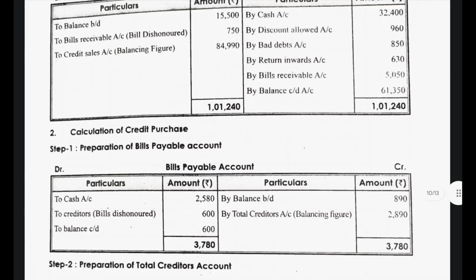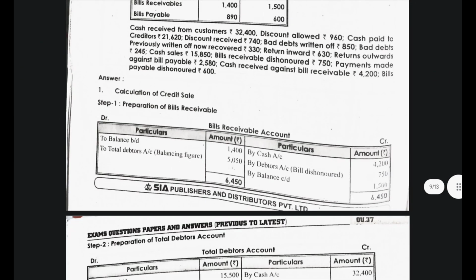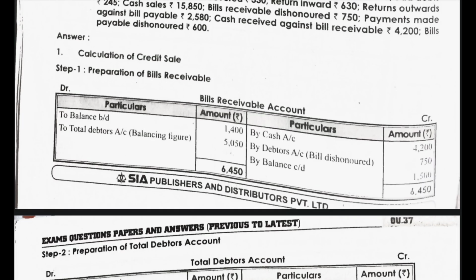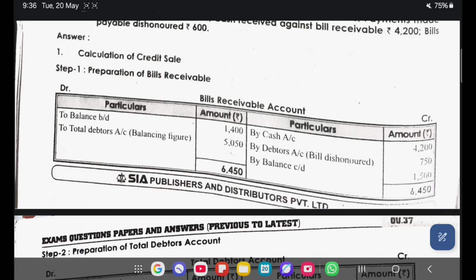So first we have to prepare the bills receivable account. पहले हम क्या करें, इसमें बिल्स रिसीवेबल अकाउंट बनाए. बिल्स रिसीवेबल अकाउंट में क्या रहता रूल, ओपनिंग बैलेंस हम डेबिट साइड लेते, क्लोजिंग बैलेंस जो क्वेश्चन में दिए क्रेडिट साइड लेते. उसके बाद जो भी बिल्स रिसीवेबल का कैश जो रिसीव करें हम, और जो बिल डिसऑनर्ड हो गया उसको हम कहाँ लेते, क्रेडिट साइड में लेते. This you have to remember.